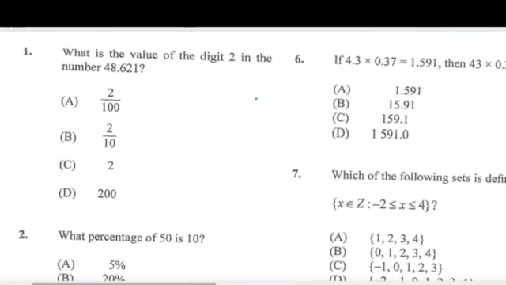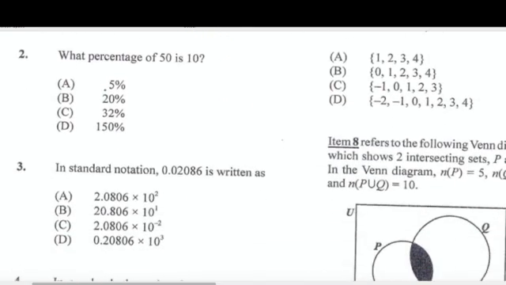What is the value of the digit 2 in the number 48.621? All we do is draw a vinculum, put the 1 by the dot, and put some zeros until we reach the 2, and we can see that that is 200th. The answer is A.